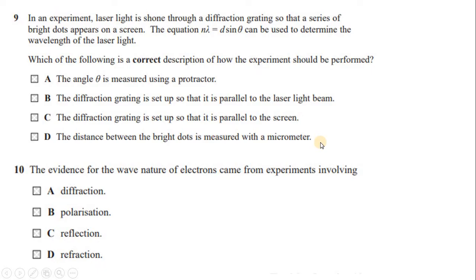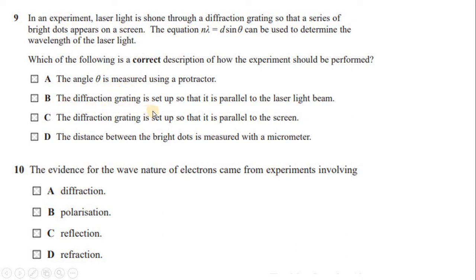Question number 9. In an experiment, laser light is shone through a diffraction grating so that a series of bright dots appear on the screen. The equation nλ = d sinθ can be used to determine the wavelength of the laser light. Which of the following is a correct description of how the experiment should be performed? The angle theta is measured using a protractor. No, because theta is very small, so we cannot use a protractor.